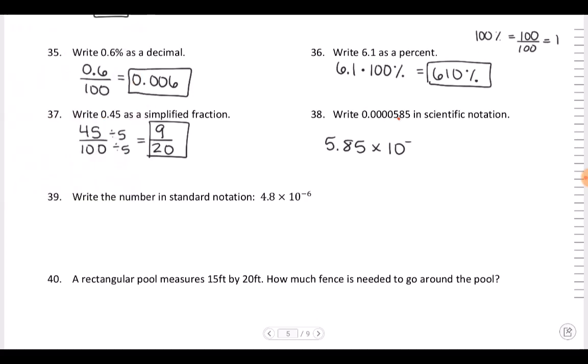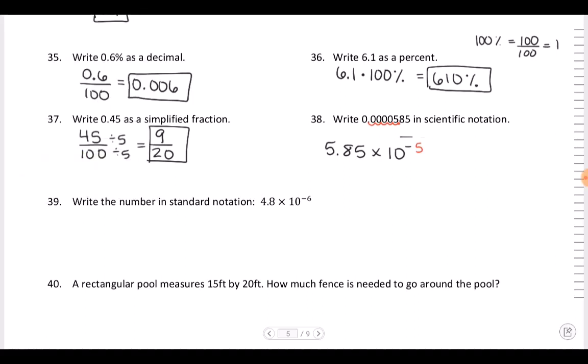So I'm going to move my decimal, let's see, 1, 2, 3, 4, 5 places. That's going to be my exponent. Now it's negative again because my original number was smaller than 5.85. So that would be that.